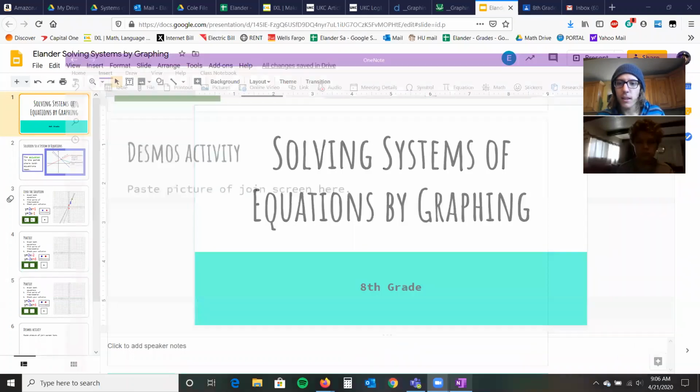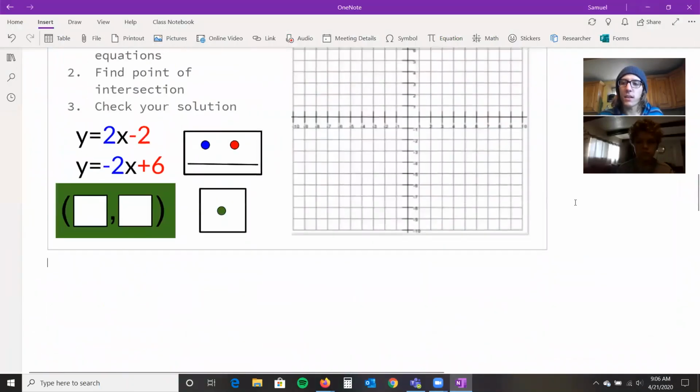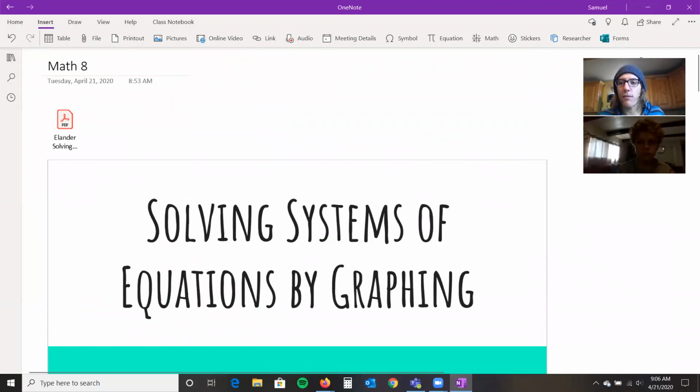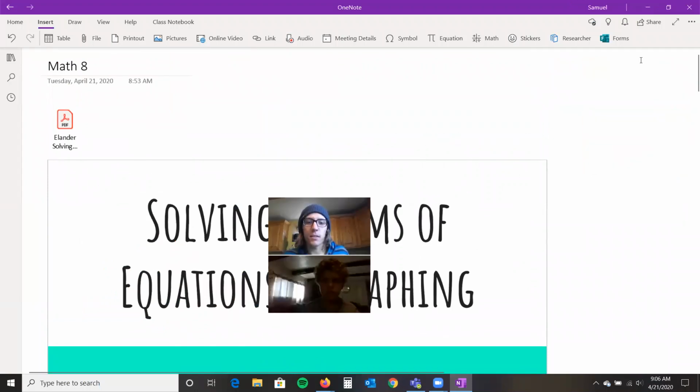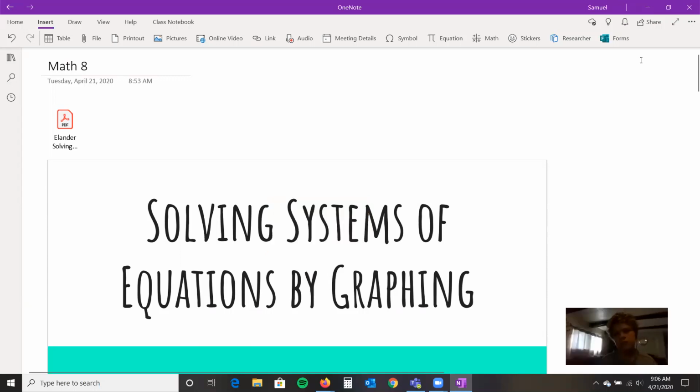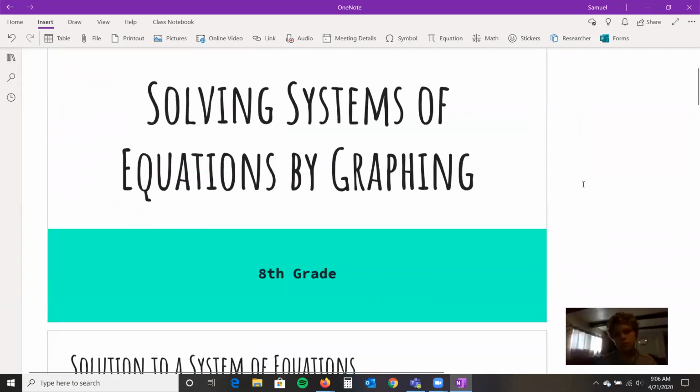Today we are going to be looking at solving systems of equations by graphing. We kind of touched base on this before. And the other days we started talking about systems of equations first as, what are they? And we said it's two or more equations that all work hand in hand, right?